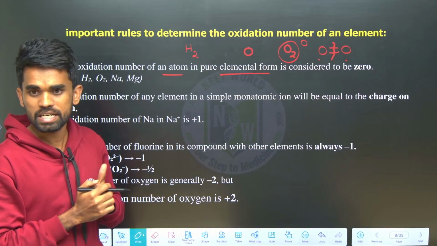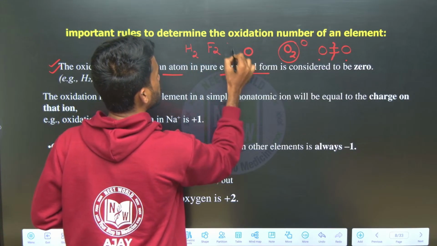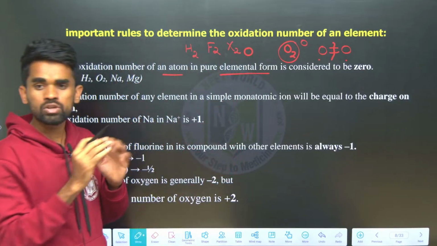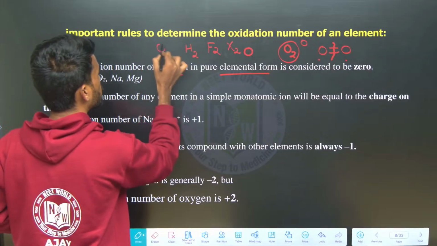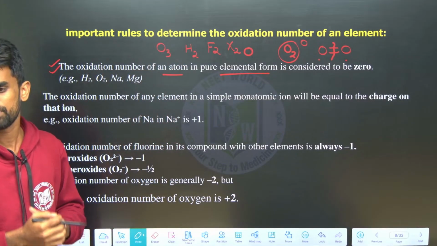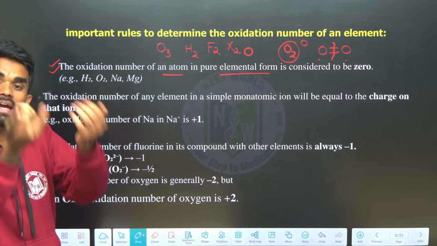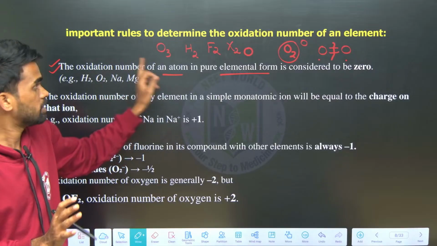What is the oxidation state here also? 0. Halogens are also in F2, Cl2, X2 form. In all those, the oxidation state will be 0. For example, oxygen can also be in ozone, O3 form. What is the oxidation state here also? 0. When an element is combined with itself, then the oxidation state will be 0.